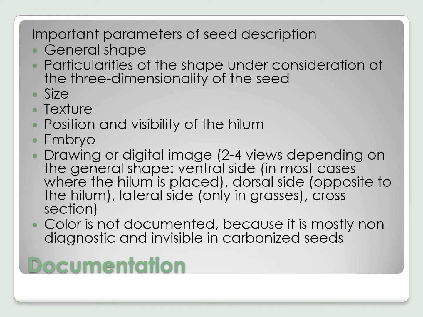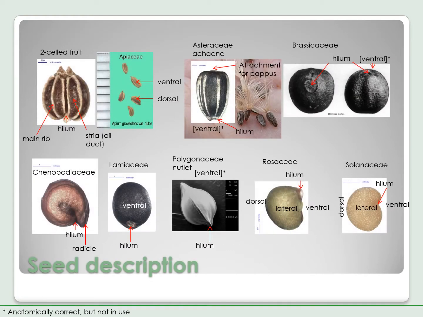Documentation of identified species plays an important role in archaeobotanical research, and this part will be trained particularly in the laboratory course next semester. Here a list of characteristics which are usually described in detail as working steps in seed identification and documentation. Here you can see some examples of different plant families with their typical seed shapes, showing in particular the position of the hilum.